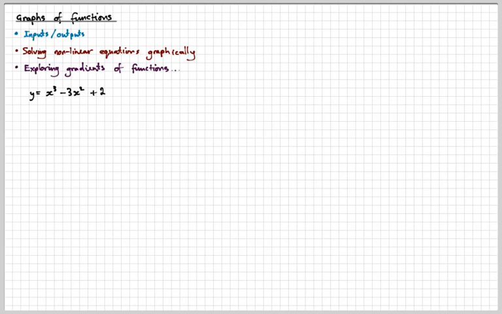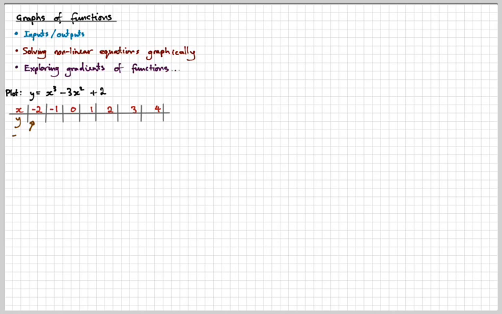So let's look at the curve y equals x cubed minus 3x squared plus 2. Here we have some inputs, our x values, and we're going to be looking at the y values. So maybe for the first y value, you could pause the video here and see what y value you get when x is minus 2.